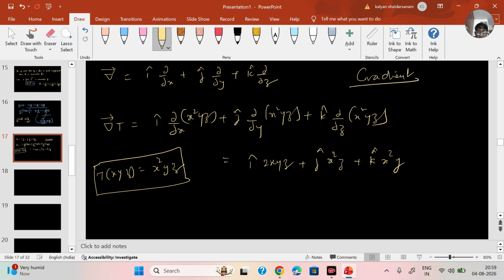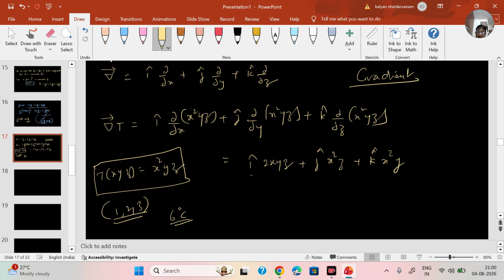What does this tell you? It tells you the direction in which you have to move so that temperature is changing quickly. For example, suppose you are at 1, 2, 3. You are at this point. What is the temperature there? Put it here: 1² into 2 into 3, that is 6 degrees centigrade. Now you ask me a question: sir, in which direction should I move so that the temperature changes very fast? I want maximum change in temperature. You are at 1, 2, 3 in 3D. So in which direction do you have to move so that the temperature change is maximum?